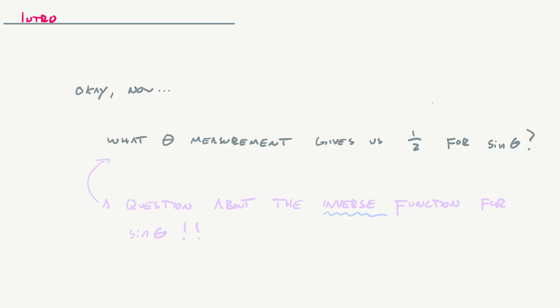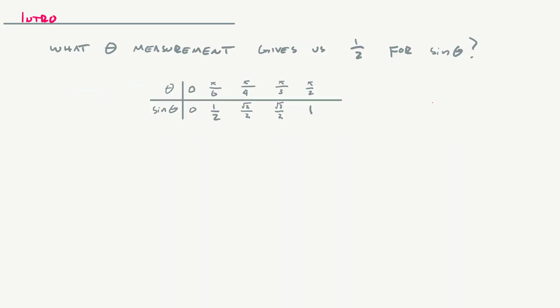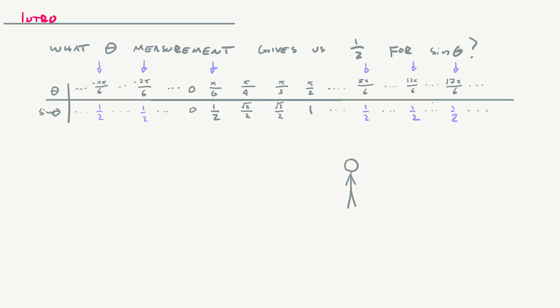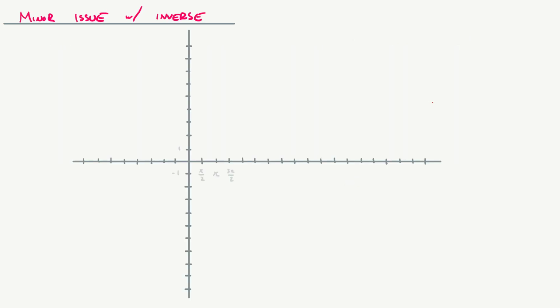So back to this question, right? What theta measurement gives us 1/2 for the sine function? Well, to answer this, we could just look at quadrant 1 of the unit circle and figure out what gives you 1/2 as the y coordinate, and it turns out it's this thing. And also all of these things. Yeah. See, there's a problem with the sine function.